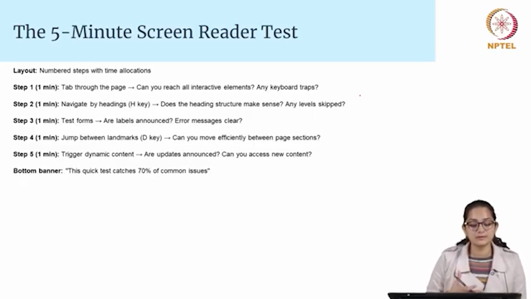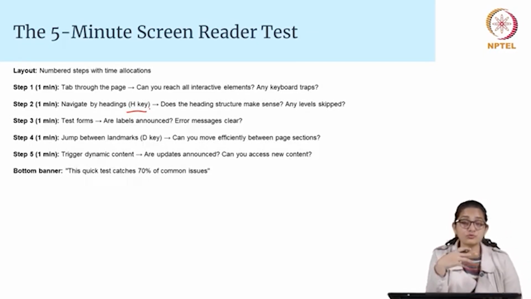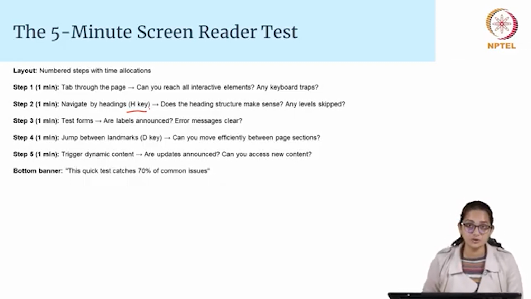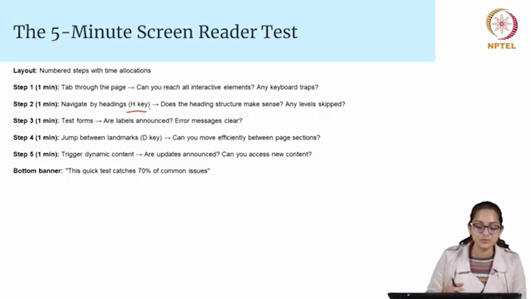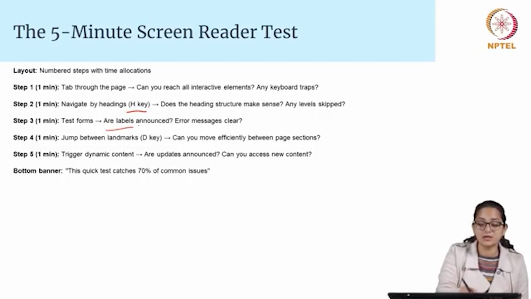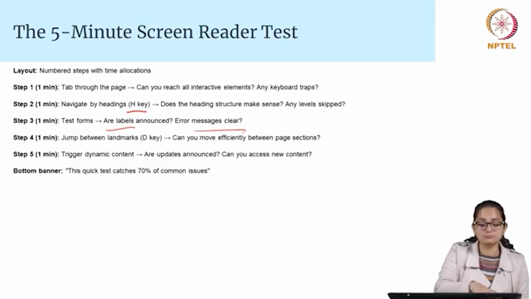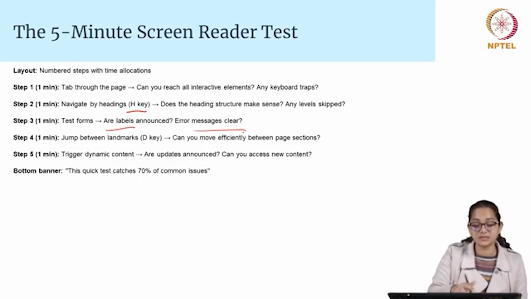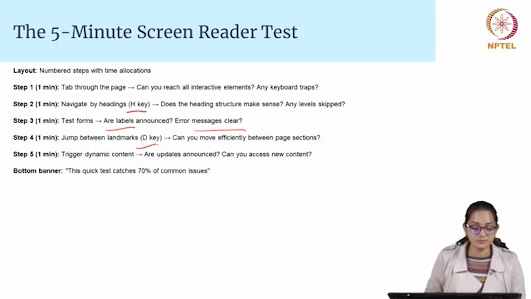Then step 2, minute 2: navigate all headings using the H key. Does the heading structure make sense? Is it proceeding in the hierarchical manner you thought about, or are any levels getting skipped? In the third minute, you test the forms. Are the labels announced? Are the messages clear? Then step 4, jump between landmarks using the D key. Can you move efficiently between page sections and landmarks?